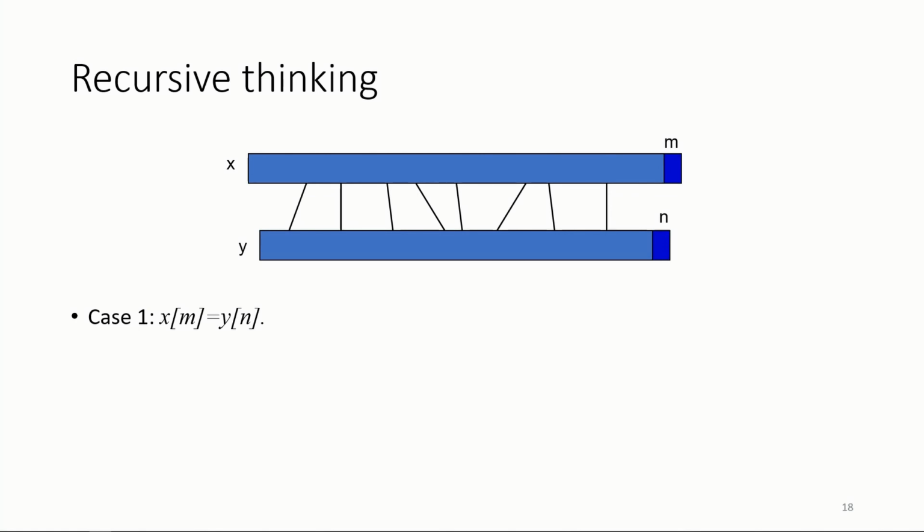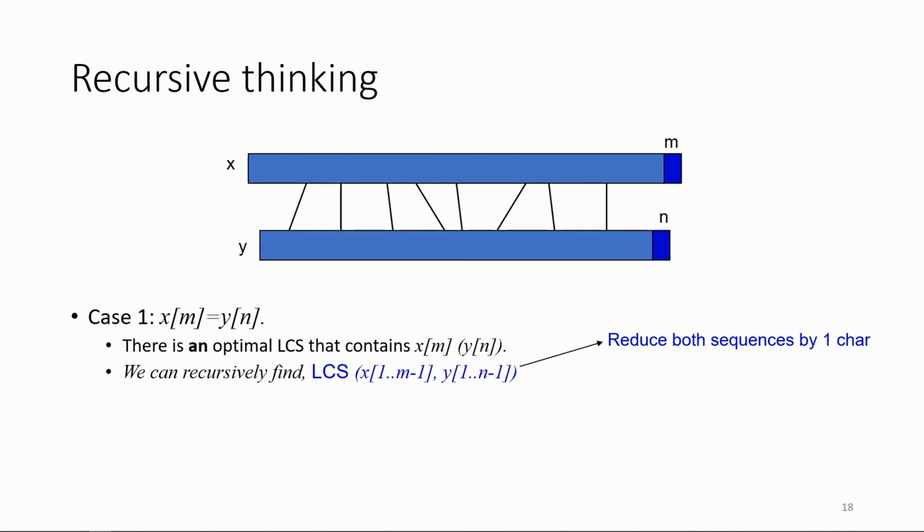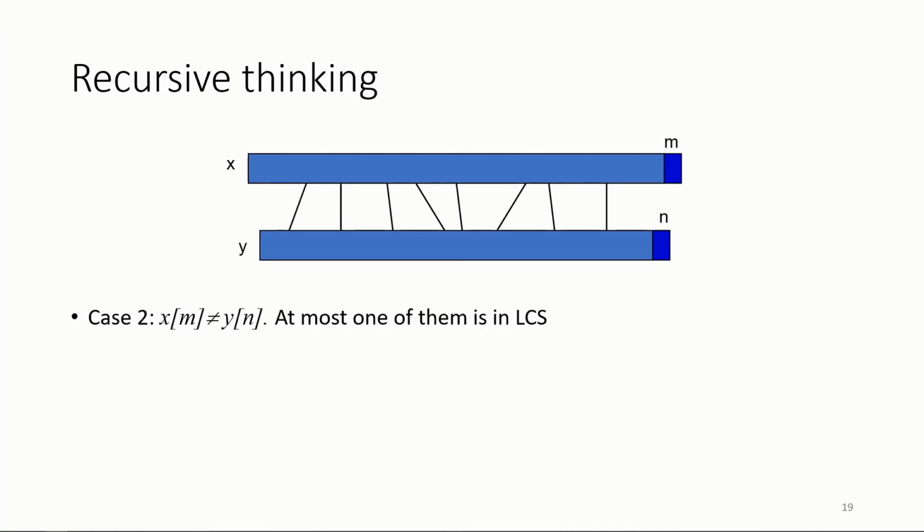For case 1, when two characters are the same, it means that there is an optimal LCS that contains the last character or mth character. For the next recursive call, we can reduce both strings length by one character each and find out the LCS of x from 1 to m-1 and y from 1 to n-1. Finally, when we have the solution for this recursive call, we can concatenate the last character to get the solution for the actual problem. What about case 2?